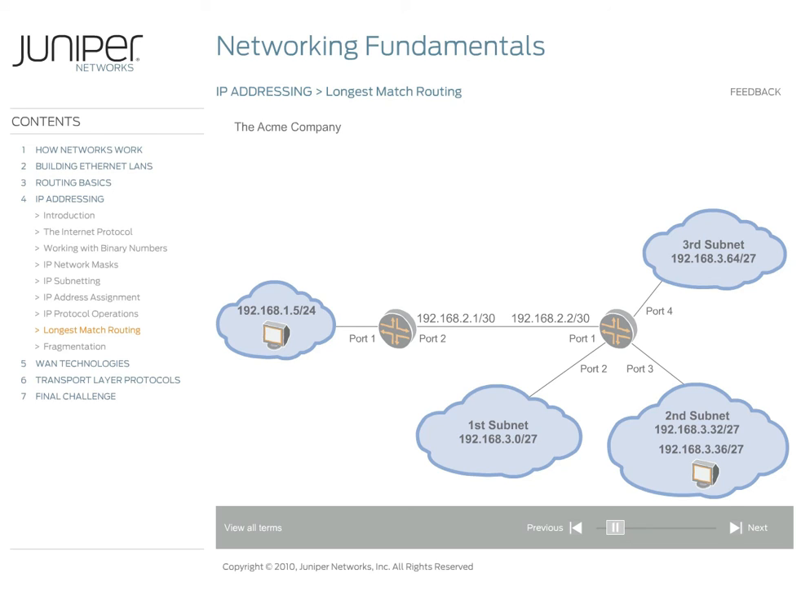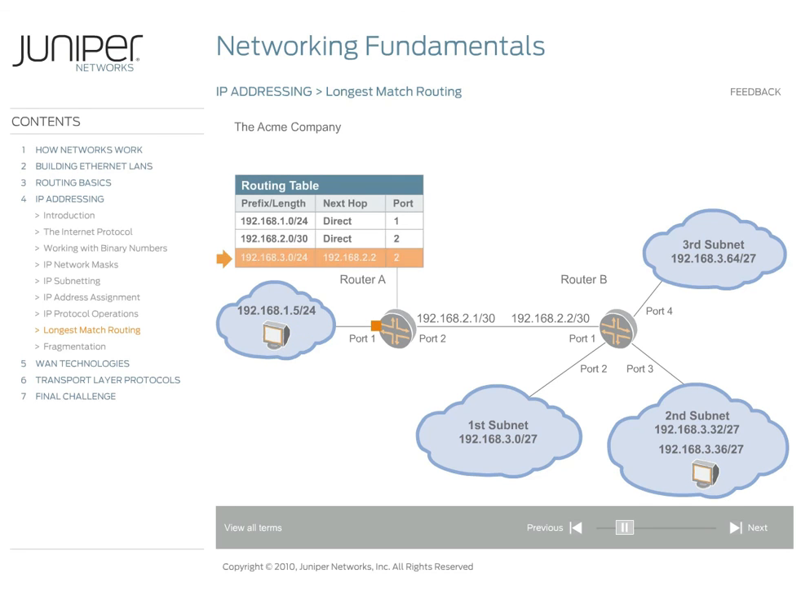Remember that the manufacturing location was assigned the 192.168.3.0/24 address range, which was then divided into several subnets. Let's say that PC 192.168.1.5 needs to send data to PC 192.168.3.36. When the packet arrives at router A, the router performs a longest match route lookup and sends the packet to router B.